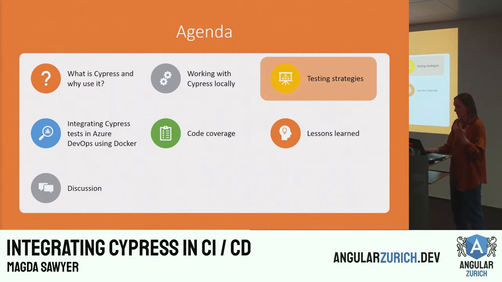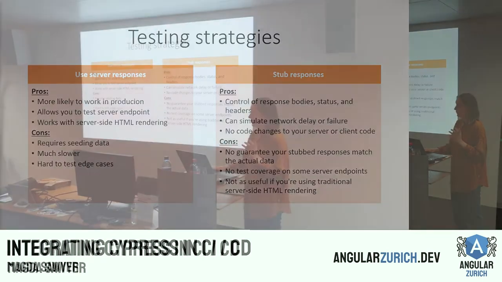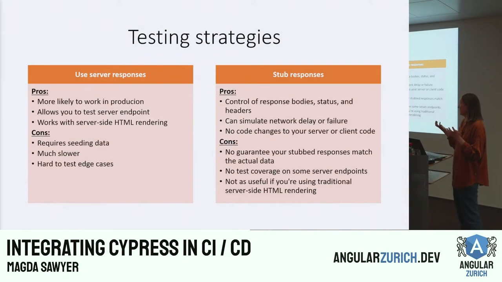So getting a bit of a broader view of how we can test with Cypress, you have two options. One is to use real server responses, which is the default way you might think about it. Firstly, it's a real integration test, a real end-to-end test. It tests everything as it is. It is more likely to work in production. It allows you to test server endpoints because you get real data from the server. And it also works with server-side HTML rendering.